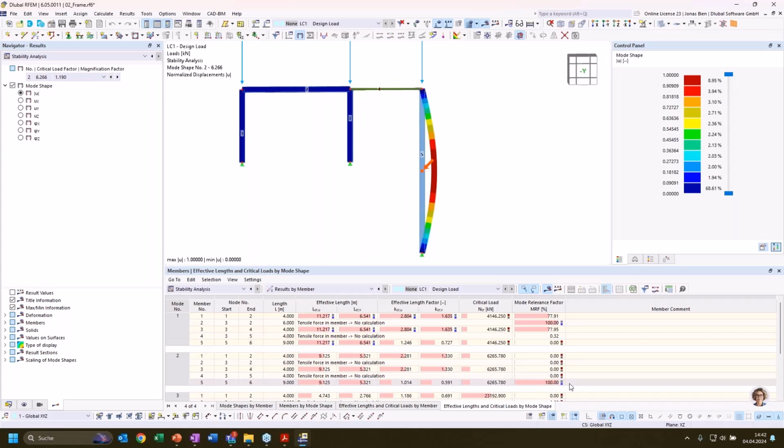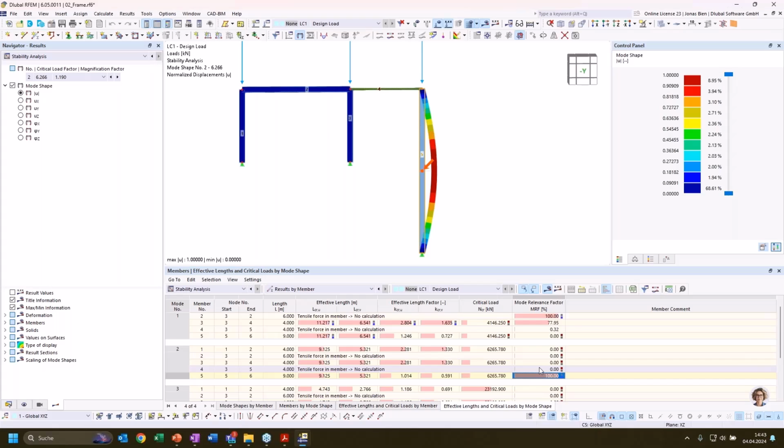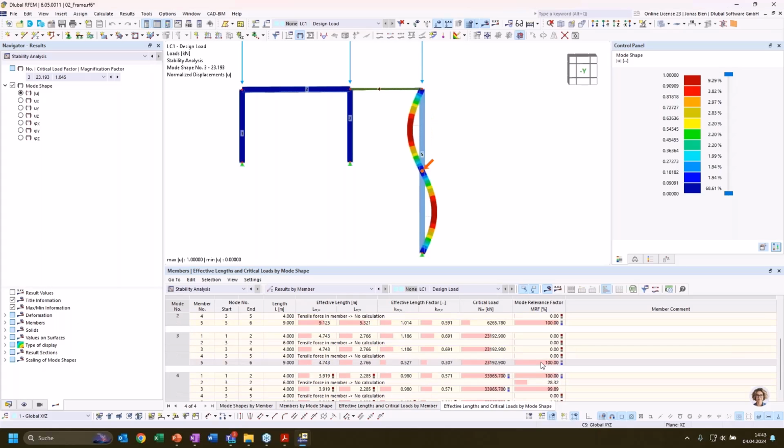In the second mode shape, we see that only member number 5 has a mode relevance factor greater than 0. So we see that in this mode shape, the stability phenomenon or the instability in the model is quite localized. So that is also what the mode relevance factor can tell us very quickly. So when we browse through the modes and we see that only one of the members has a significant mode relevance factor, then we can already tell that this is a very localized stability issue.